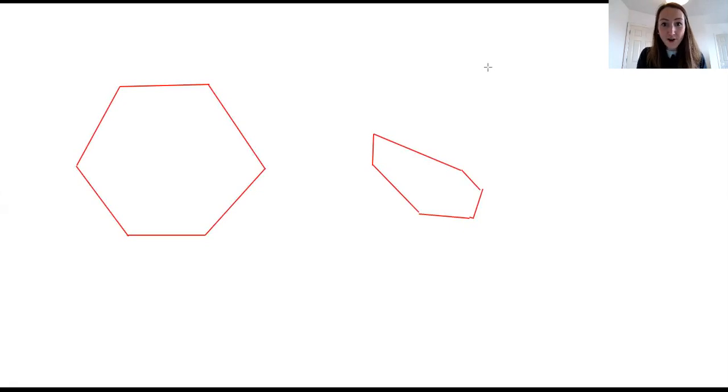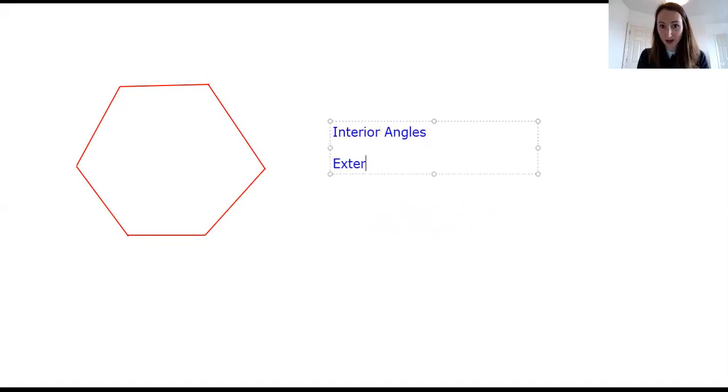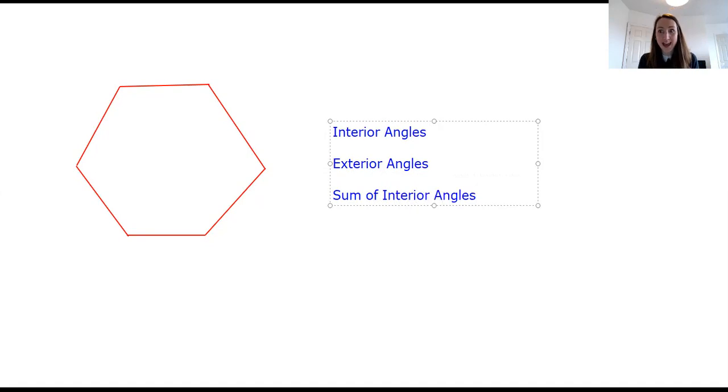So if I put my hexagon back up here again, you can see on my screen that we've got our 6-sided shape, we've got our hexagon, fabulous. Now, I'm going to write down the 3 rules you need to know. Sum of interior angles. Okay, so we need to know how to work out interior angles, how to work out exterior angles, and how to work out the sum of interior angles.